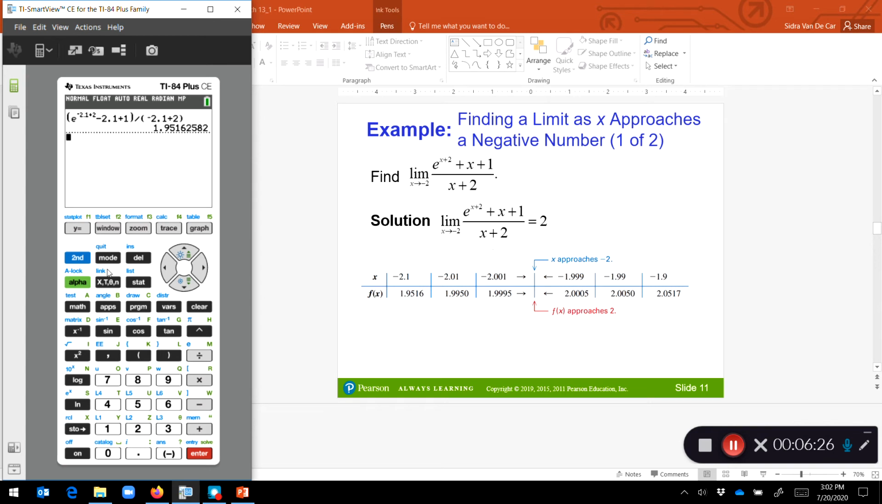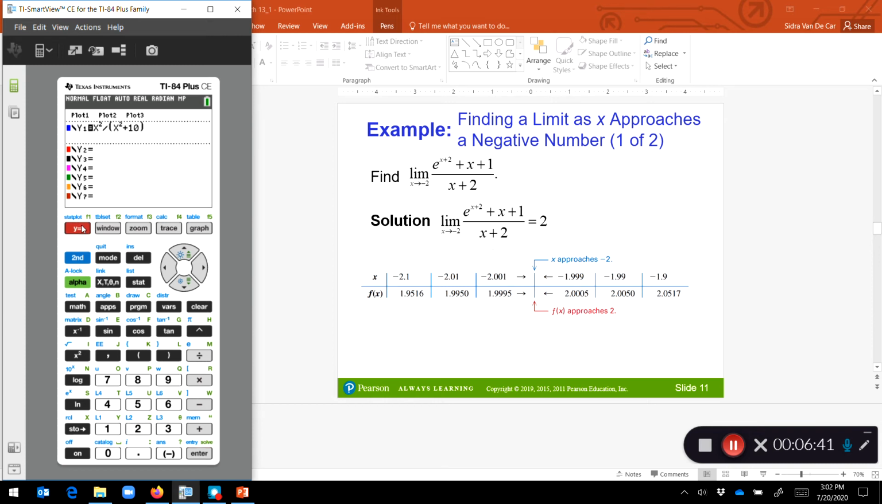And then once I have that typed in, and I get my value back, this is the y value. Just hit second and enter to bring up the equation again, and now I can change all of those -2.1s to -2.01s. And you can use the insert key on your calculator, second insert, to insert a decimal.